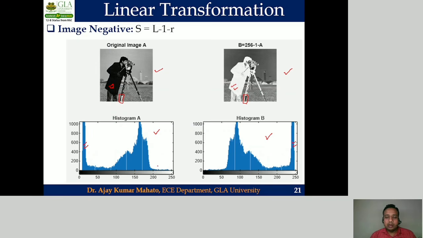Similarly, look at this valley region in the original histogram plot of image A. This valley region is in the bright side in the histogram plot of image A. After performing the image negative operation, that valley is shifted to the dark side. So in this discussion, we have discussed linear transformation based image enhancement techniques such as image identity and image negative.